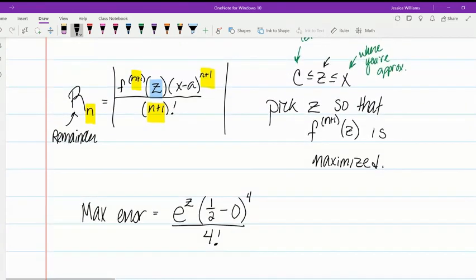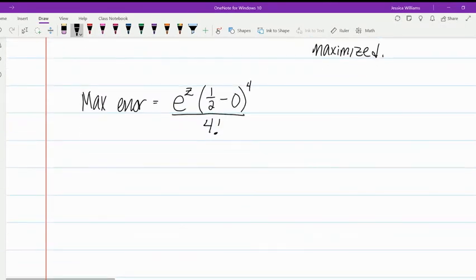I just realized I changed letters on you here again. This should be a C. Sorry, C for center. I have done A every other year. My fault. Okay, and then I know that Z is trapped between home base, which is 0, and 1/2, which is where we're trying to approximate.